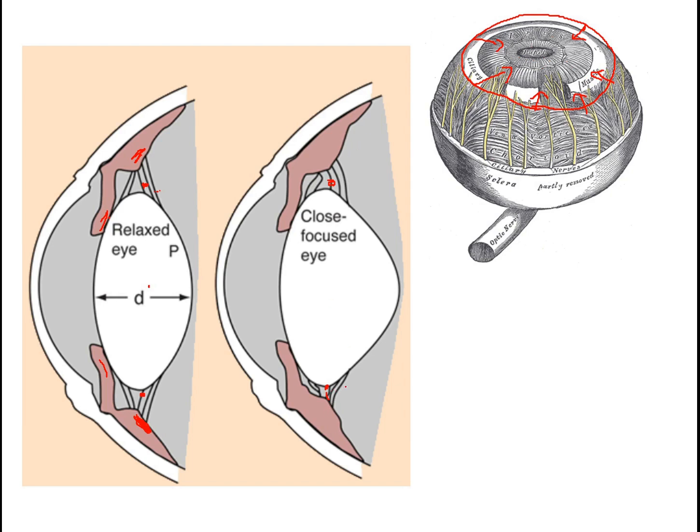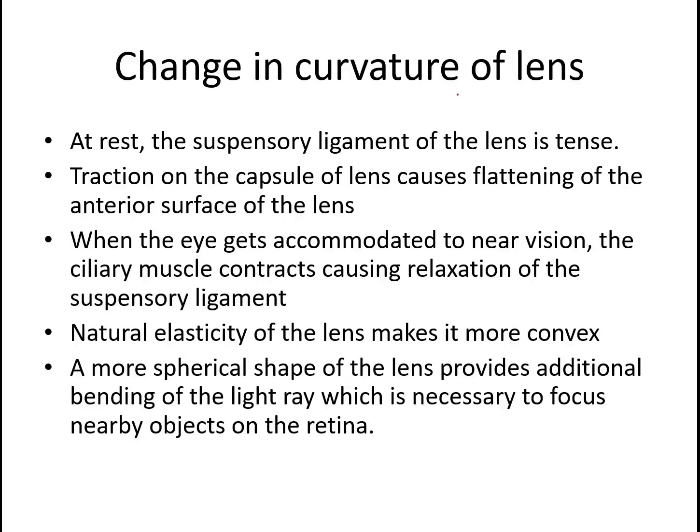That will cause increase in the anterior curvature of the lens. So now we'll see the slide here. At rest, what has happened is the suspensory ligament of the lens is tense. Okay, it will be under tension. So this suspensory ligament is attached to the lens, right? It is attached to the capsule of the lens actually. So the suspensory ligament will keep a traction on the capsule of the lens, and that causes flattening of the anterior surface of the lens.